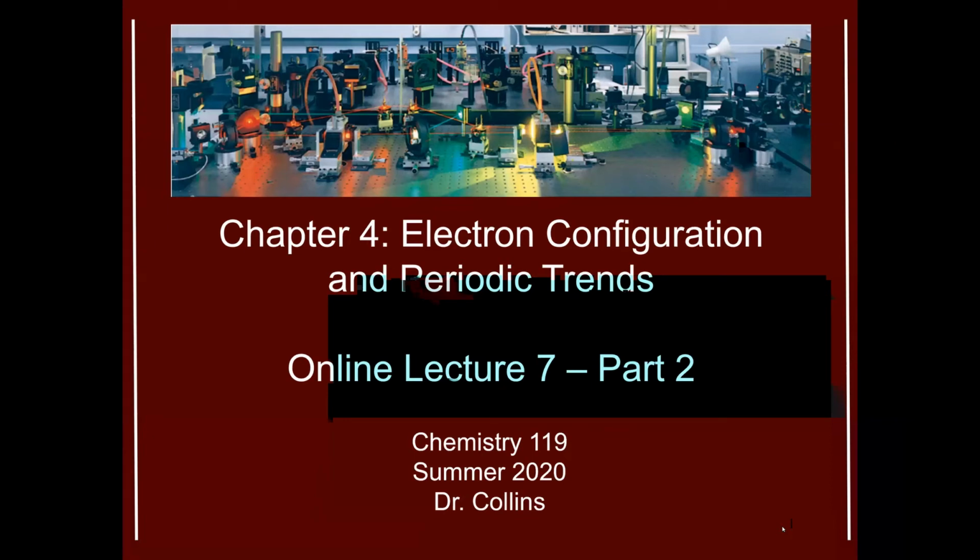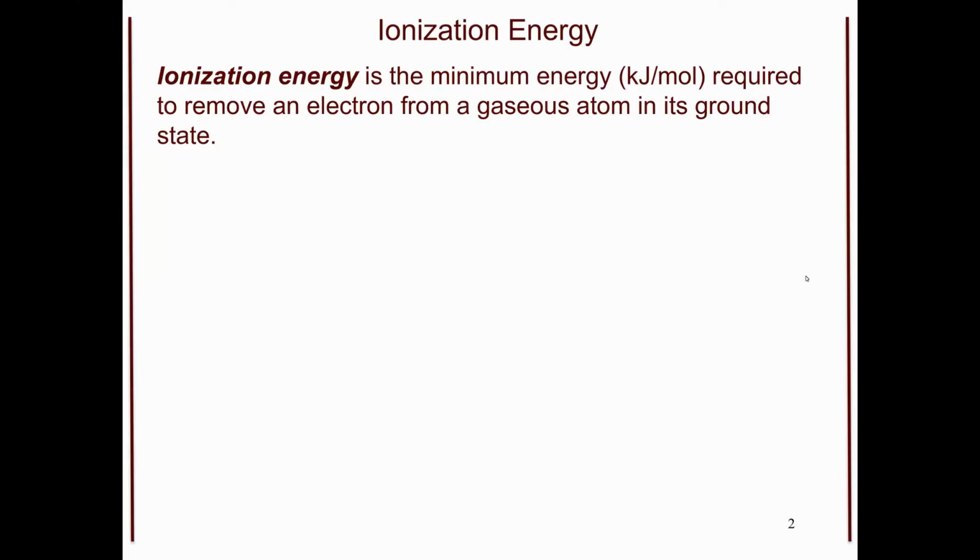Hi students. In this second video for online lecture 7, we are now going to talk about two other important periodic trends, that being ionization energy and electron affinity. So let us go ahead and look at ionization energy first.